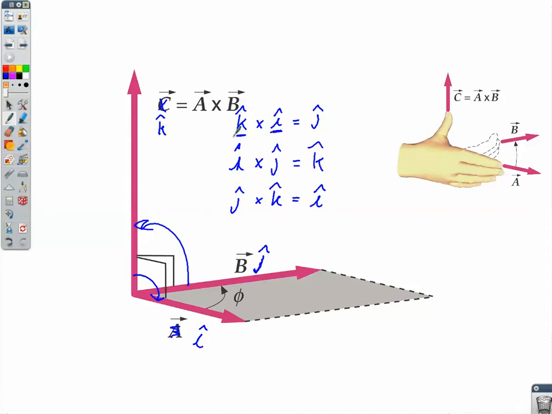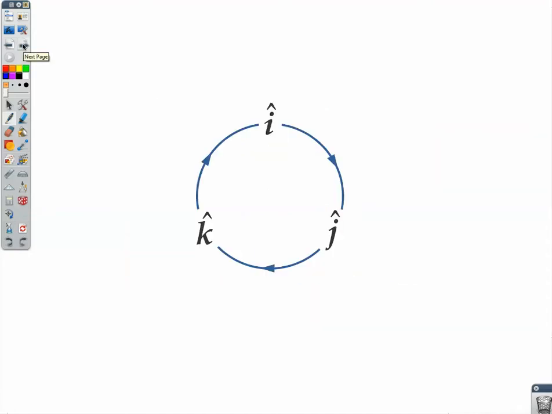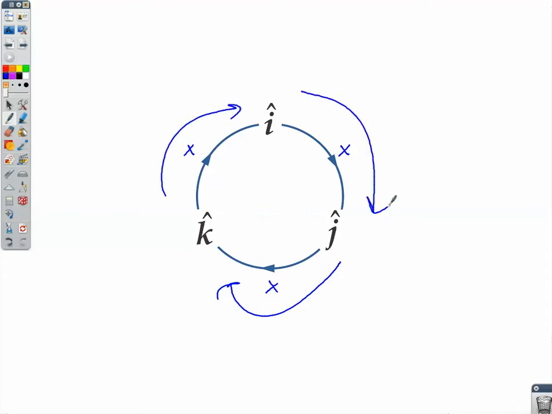There's an easy way to remember this, and that's on this page. Start with I at the top and do I, J, K clockwise, then put a little x for cross product. So I cross J will give you a K. J cross K will give you an I, and K cross I will give you a J. So we go around the circle in that direction.